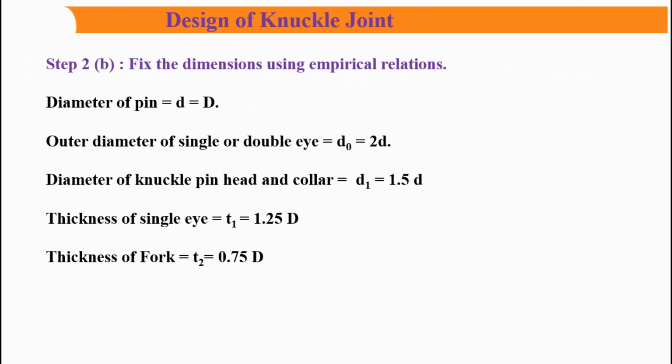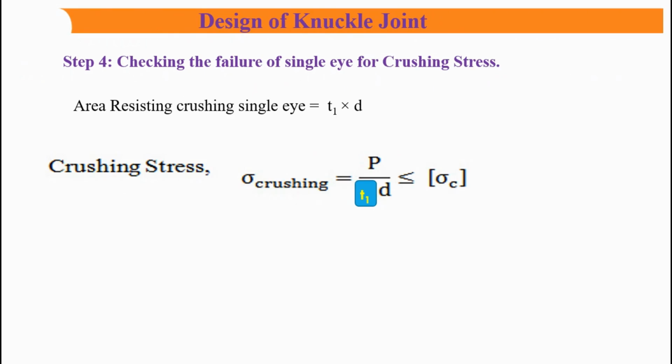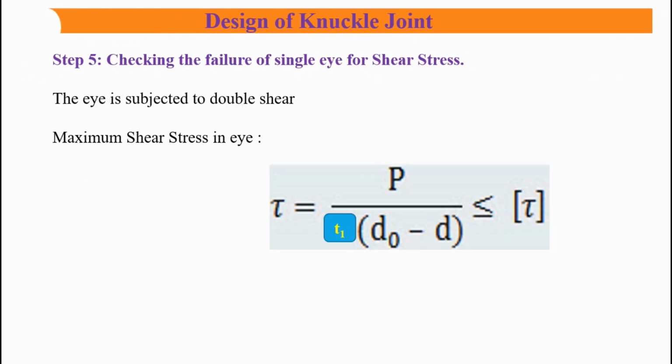step 2B tells us that we need to use some empirical relations. If we are designing a knuckle joint, we need to use some empirical relations, and with their help we calculate the overall dimensions. This is the design of the knuckle joint. Now step number 3, we need to check the single eye under tension. Then we need to check the single eye under crushing failure. After that we need to check the single eye for shear failure.